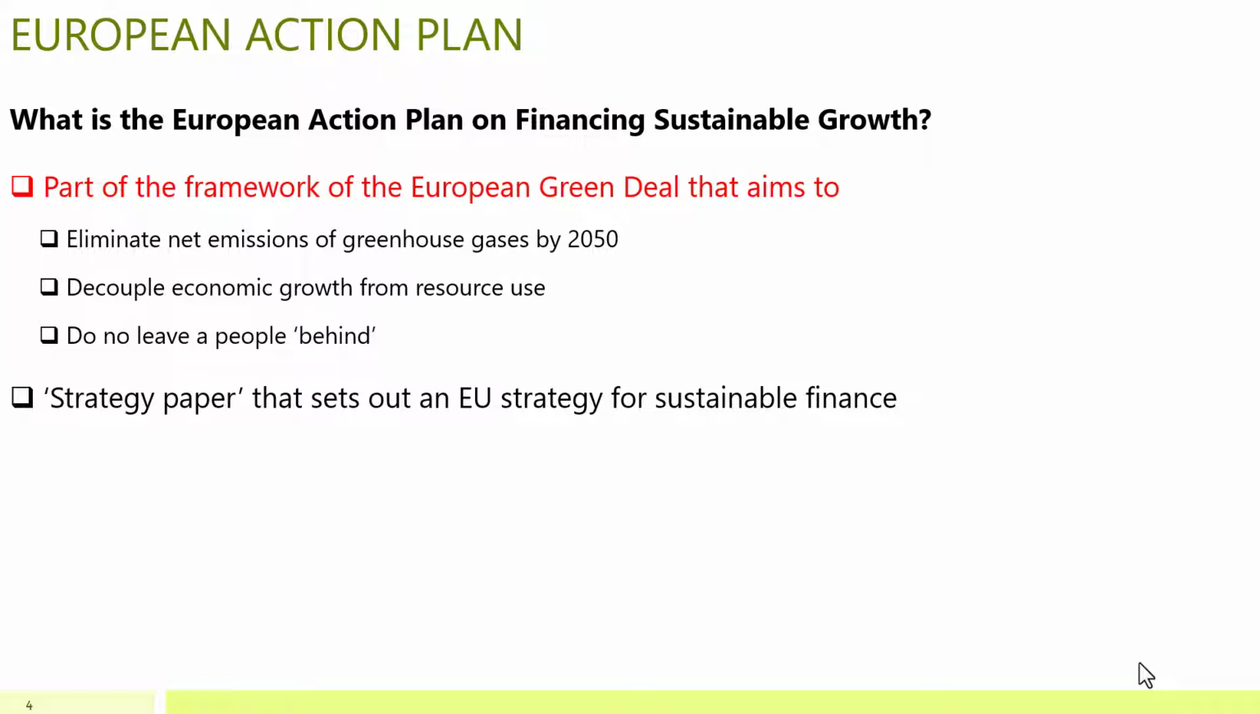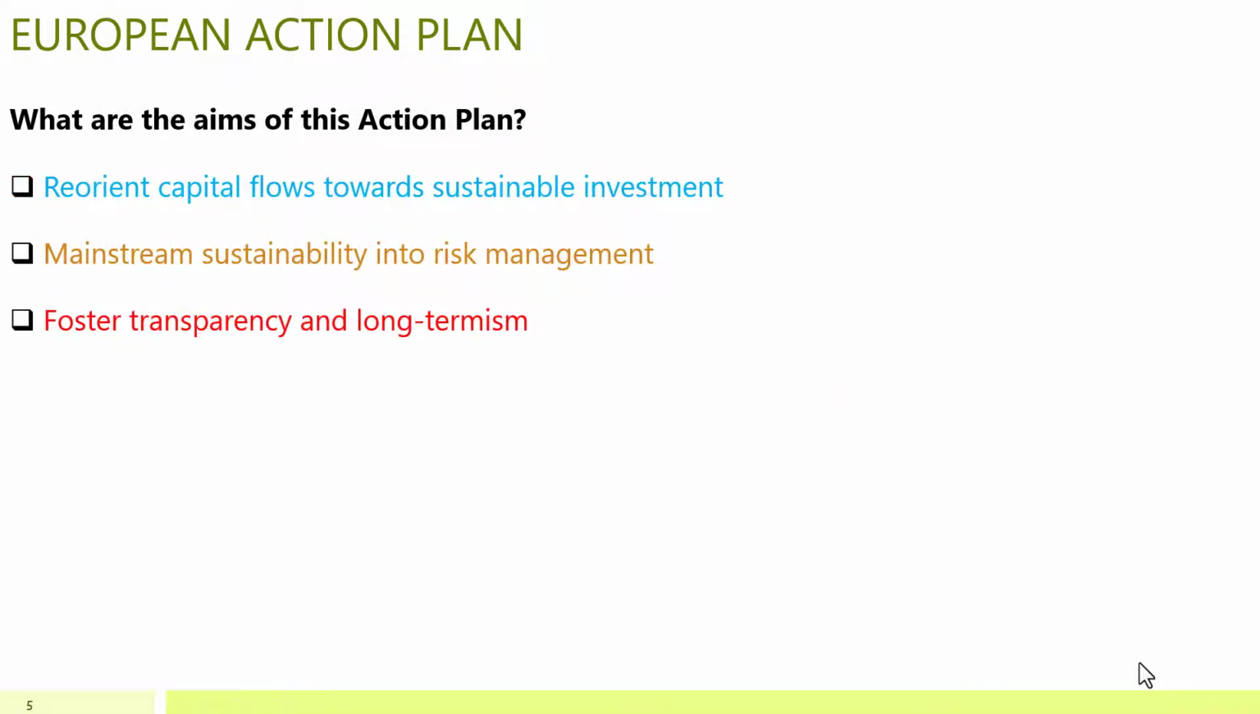And of course, the European Action Plan is a strategy paper that sets out a strategy for sustainable finance. So let's have a look. What are the aims of this action plan? And I listed you the aims here. There are three major ones.